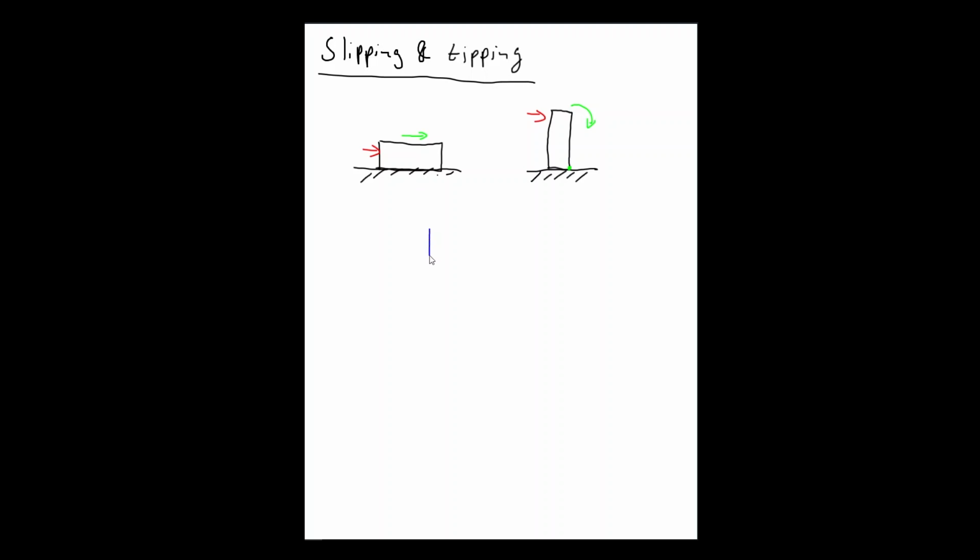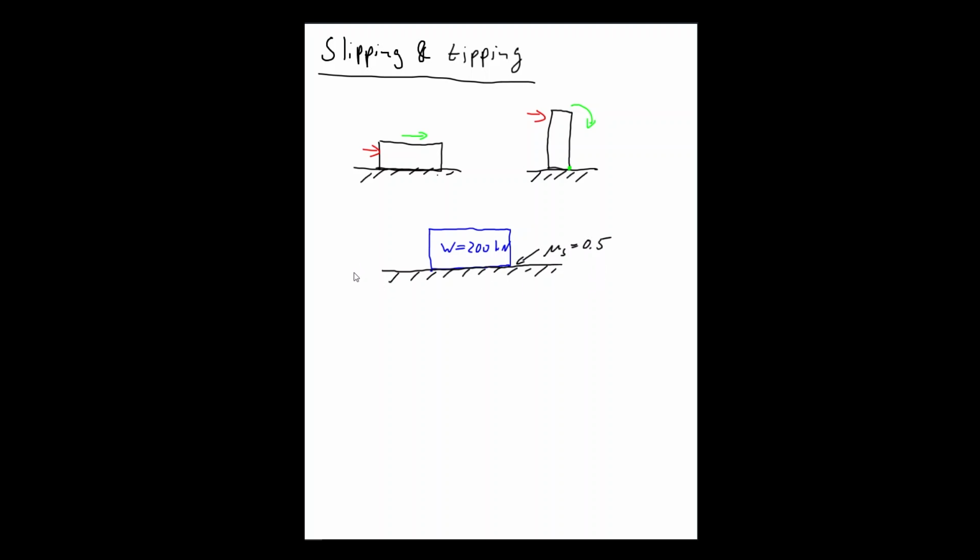Let's say we have a box. Again, boxes are nice and easy to draw. It has a weight of 200 kilonewton. It sits on a surface. Let's draw our surface on here. The surface has a friction coefficient between the surface and the bottom of the box. We'll call that mu s equal to 0.5.